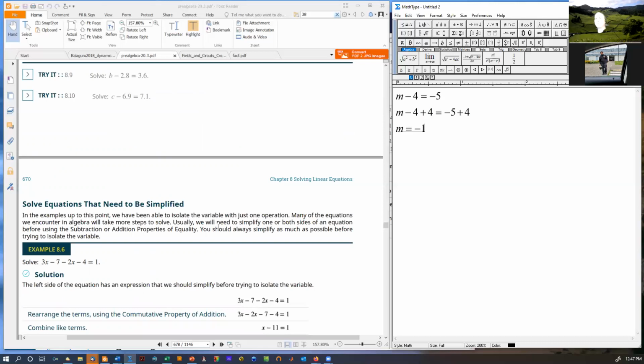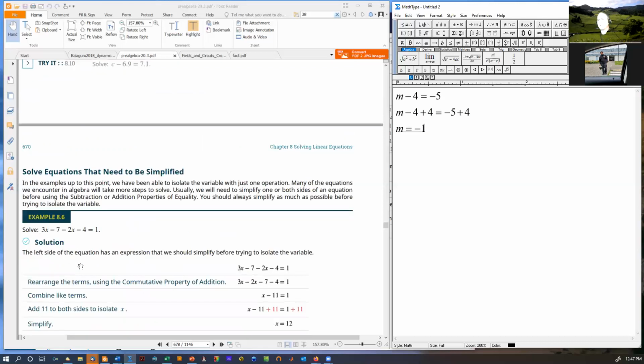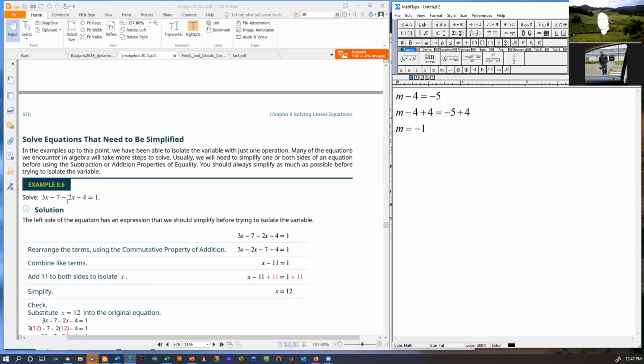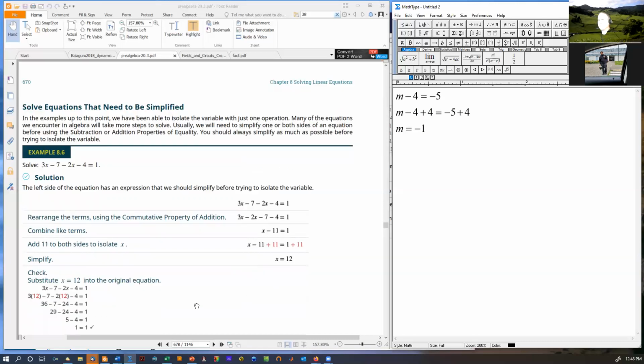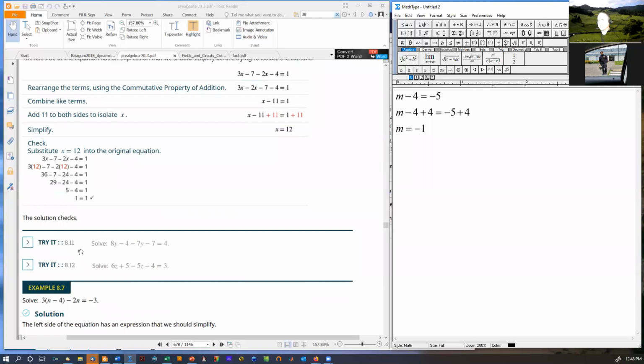Now they move into a little more complicated example, equations that need to be simplified. And they've got this example here where we've got 3x minus 7 minus 2x minus 4 equals 1, right? And so what you do then, just like when we work with polynomials, is you combine like terms. So you combine the 3x and the minus 2x, and you'll just get x. And you combine the -7 and the -4. So -7 minus 4 is -11. And then you have x minus 11 equals 1. And then you use the additive property. So you add 11 to both sides, and you get x equals 12. And then they substitute back in to show that it actually is a solution.